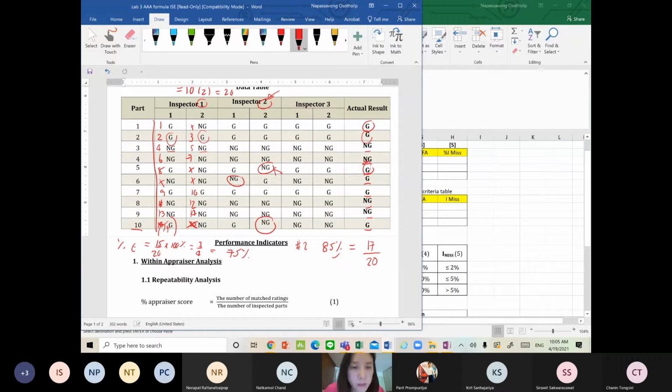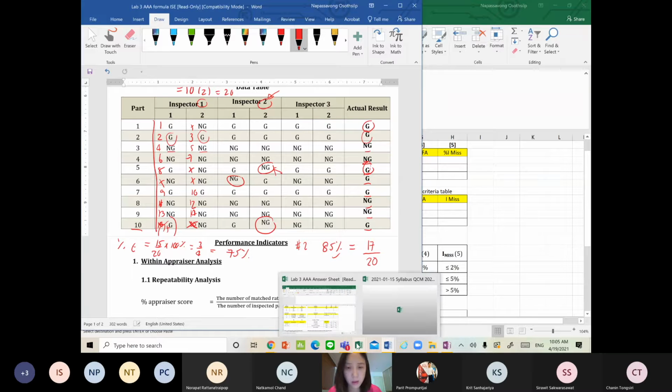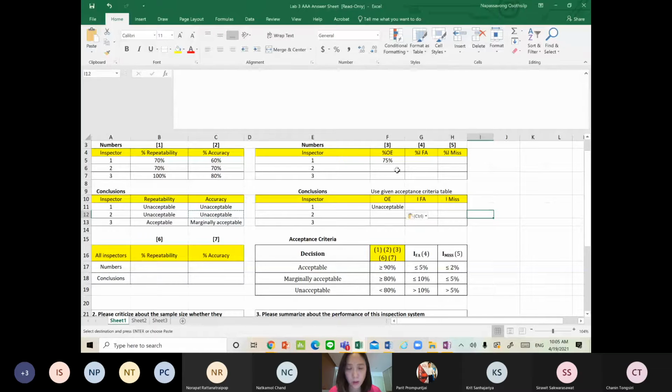And now let's do inspector number 3, everybody. Palika, could you please help? So what will be the conclusion? Marginally acceptable. Okay, good, because it's greater than 80%, but less than 90%.